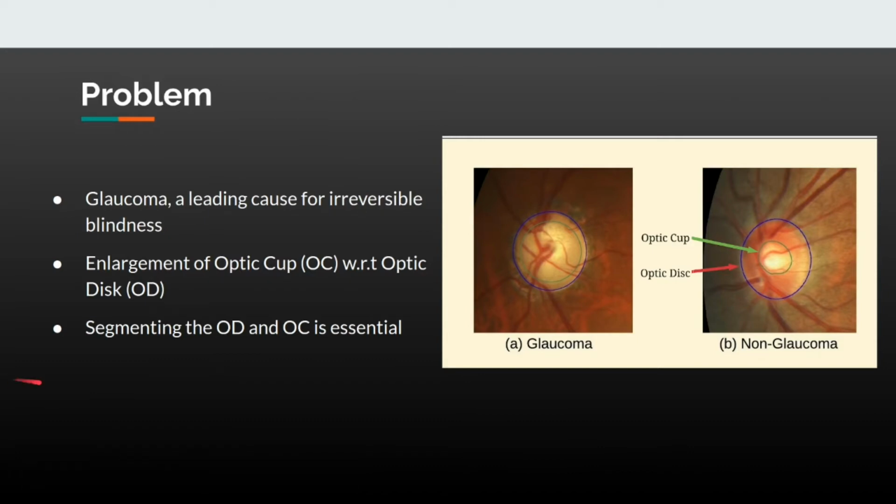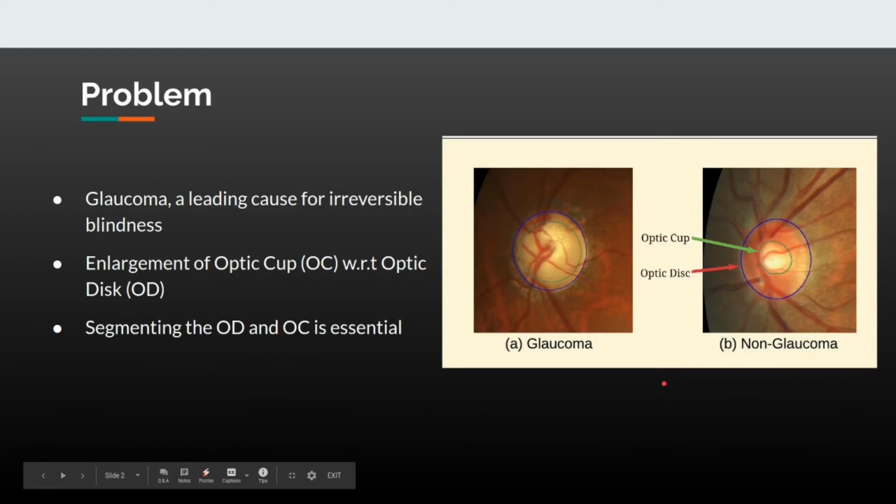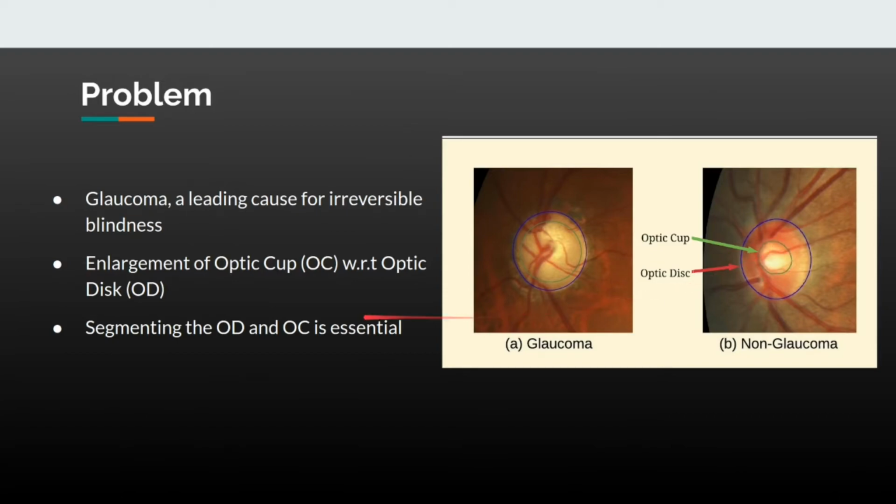On the screen here, we have two zoomed in images of retina of the human eye. The outer bright part is called the optic disc, and the inner bright part is called the optic cup. Now, one of the major indicators for glaucoma is the enlargement of optic cup with respect to optic disc. So as you can see on the right, on the eye without the glaucoma, the optic cup is relatively smaller than the eye with glaucoma. Therefore, to diagnose it, we need to identify how big these parts are.